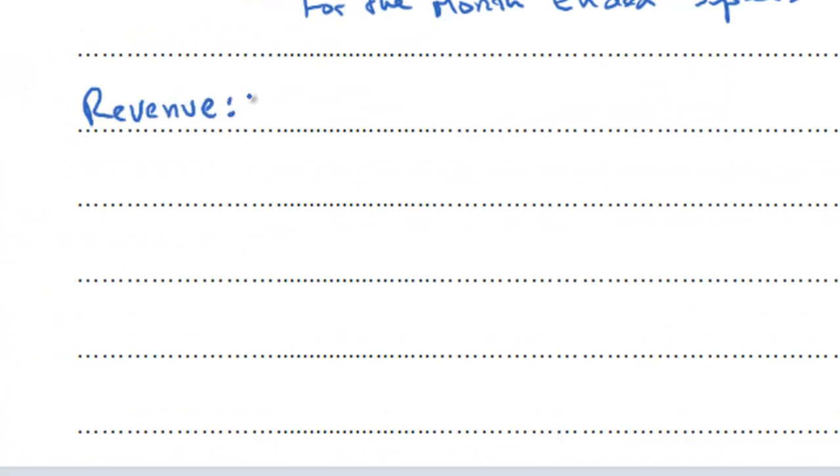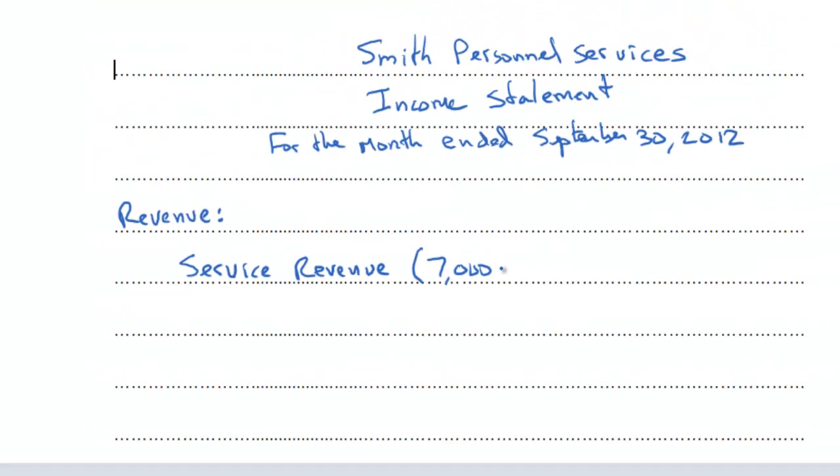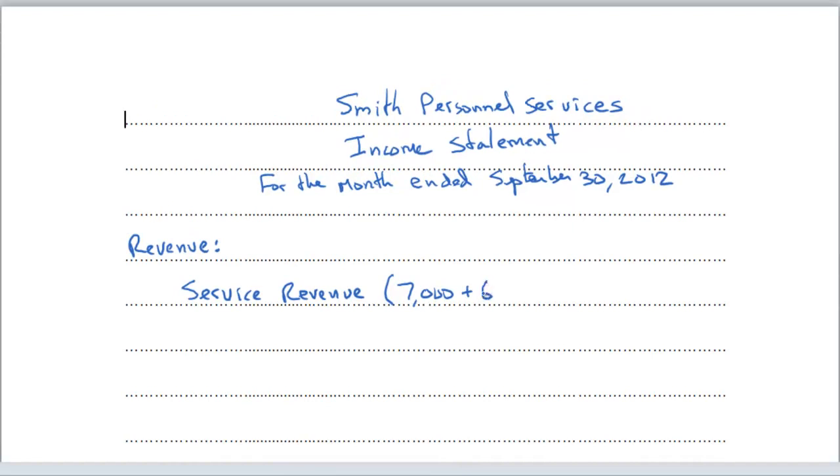Okay, so income statement begins always with revenue. And how much revenue do we have? Well, or let's look at what kind of revenue do we have. Well, we have service revenue, and that was 2 jobs that we did. First one was for $7,000, and the second one was quite a bit bigger, $64,000. And that means that we have $71,000 worth of revenue in the month.